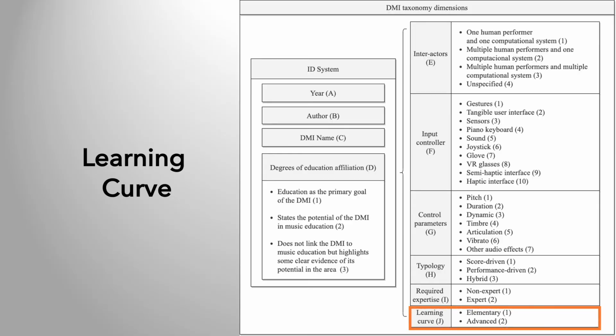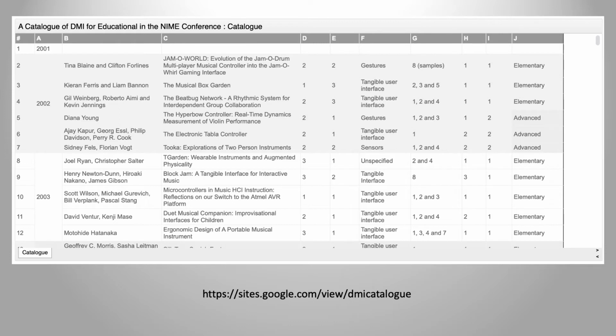Degrees of training, proficiency or virtuosity, detail the learning curve of the DMI to achieve expressive proficiency. We divide this dimension into two categories: elementary, which requires no musical performative training, and advanced, which is intended for highly skilled musicians. We provide a comprehensive catalog of DMIs for education in all editions of the NIME conference. The catalog is available online at the link below.